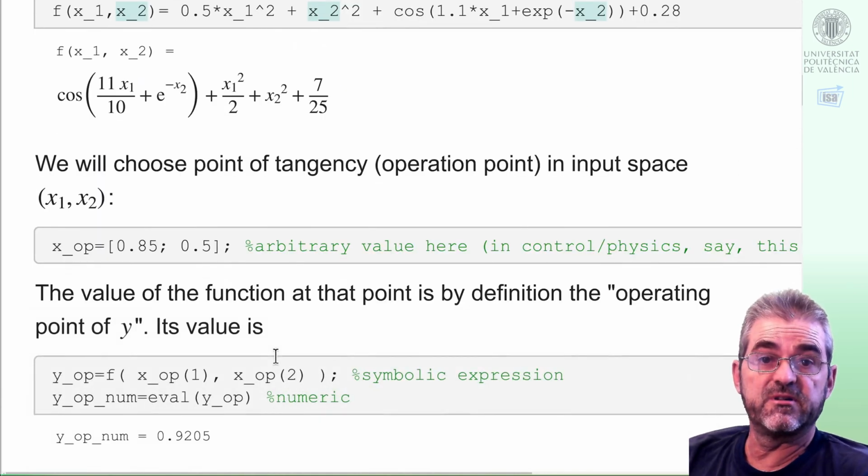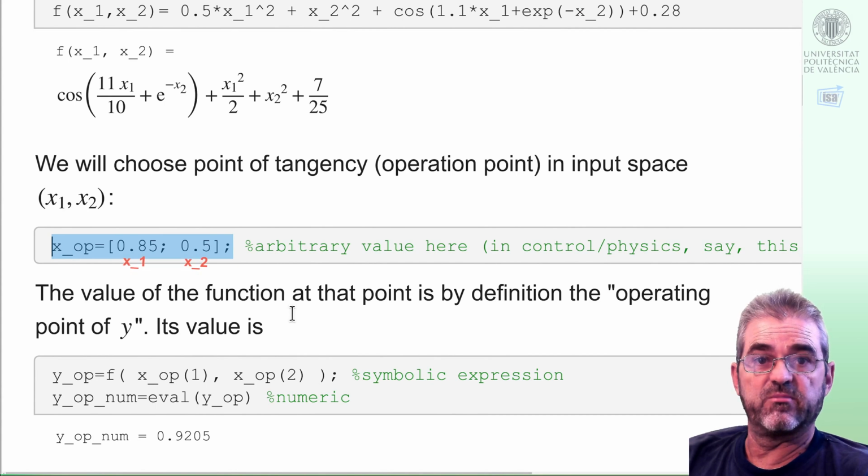The operating point we are going to choose to linearize around will be this one, x1 = 0.85, x2 = 0.5, and again it's just arbitrarily chosen, it's not any equilibrium point or whatever. That's usually the case in linearization of physical models. In here it's just two numbers.